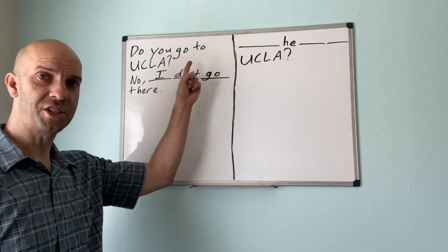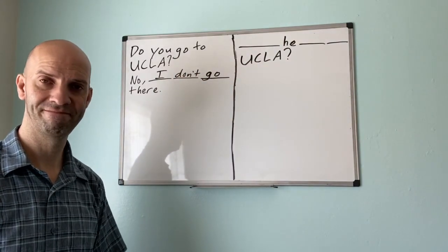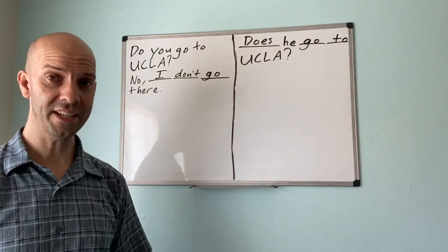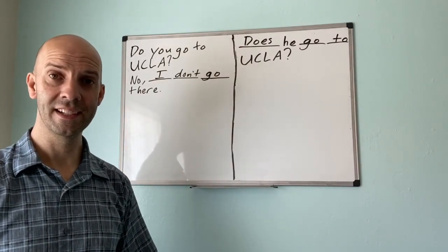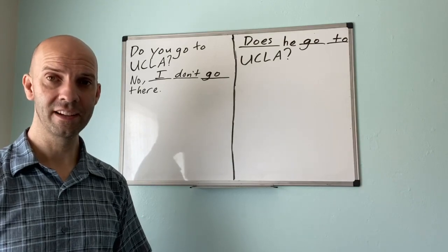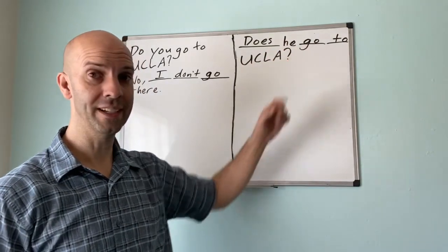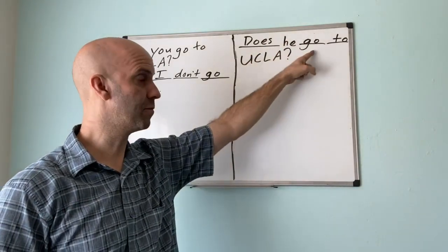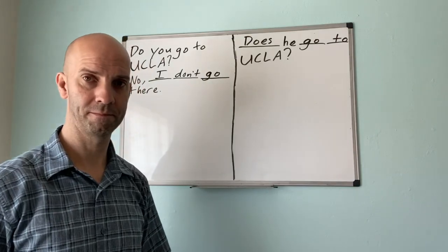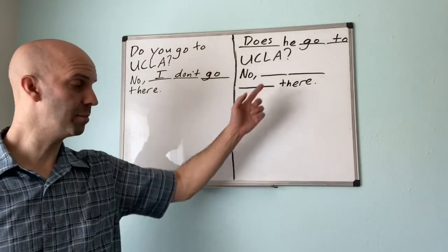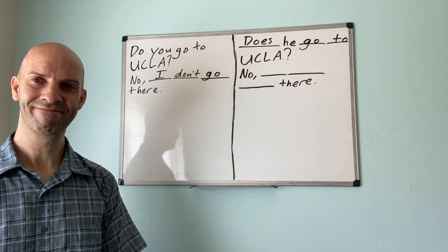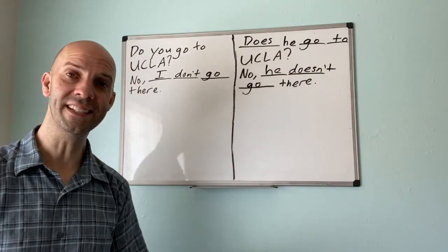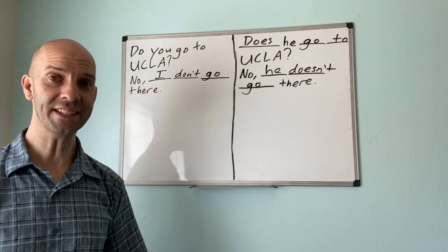Now write this question in the third person. Does he go to UCLA? Notice we say he go instead of he goes. It's he go because does makes the verb go back to the base form. Now fill in the blanks. No, he doesn't go there.